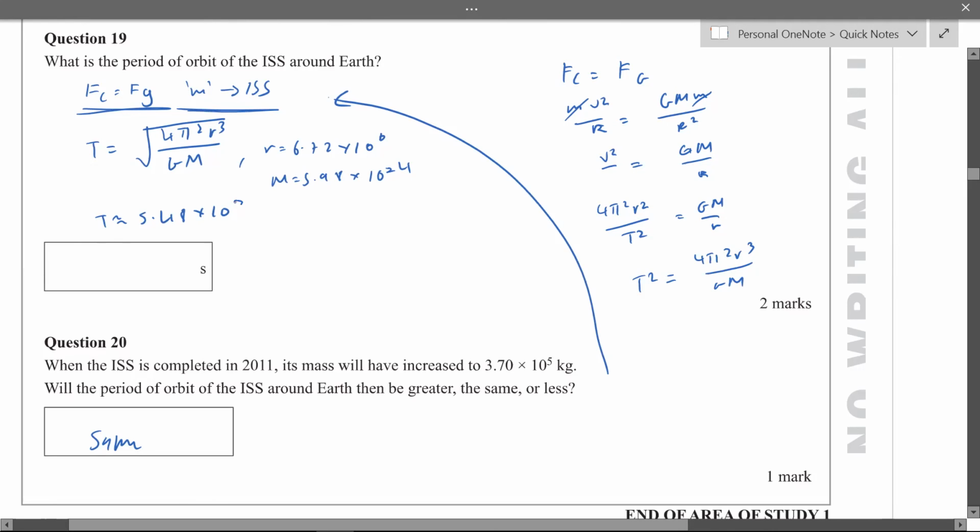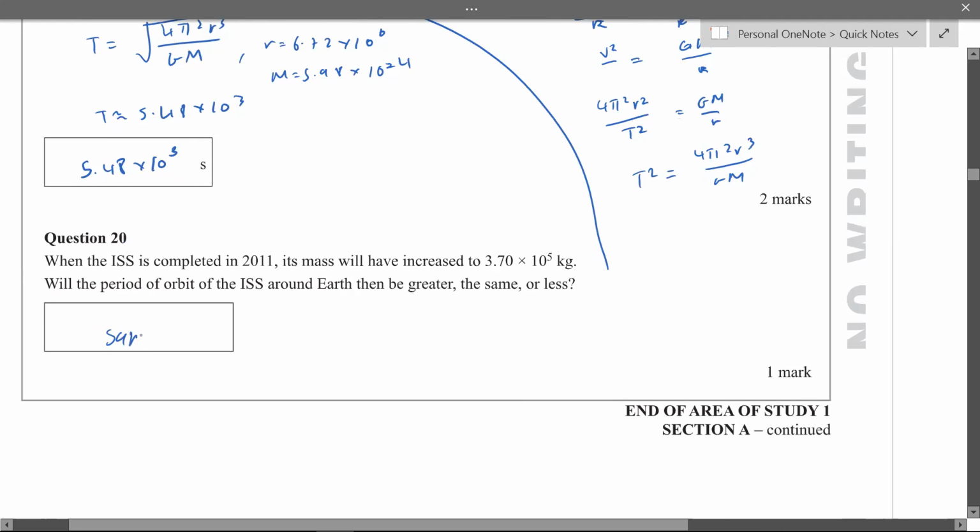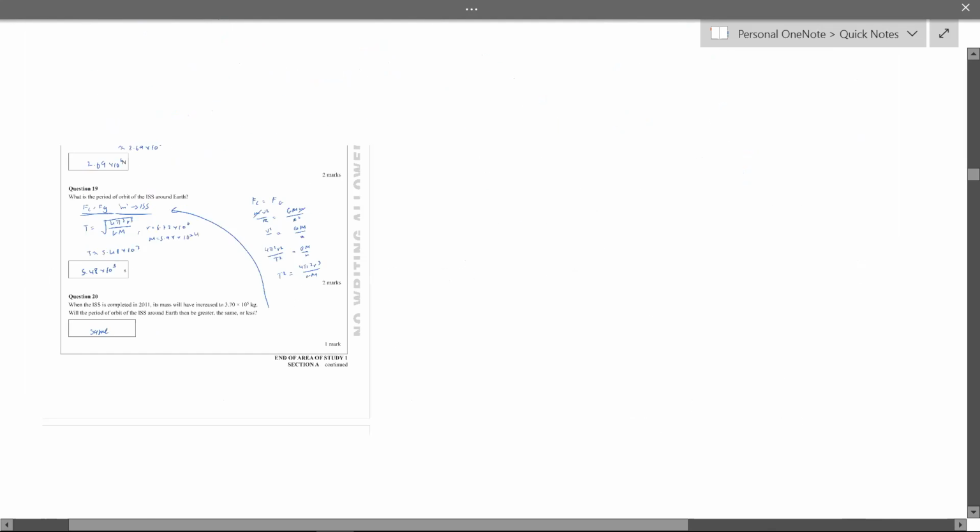This is actually about 3. I was reading my handwriting wrong. So this is the same because nothing happens to it.